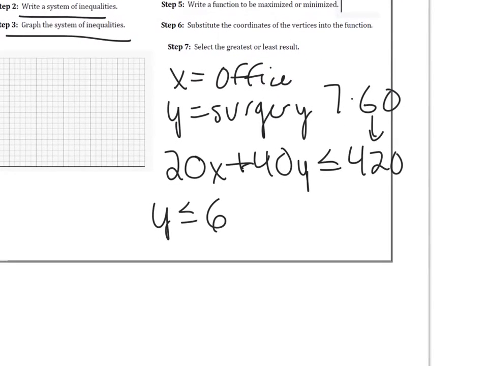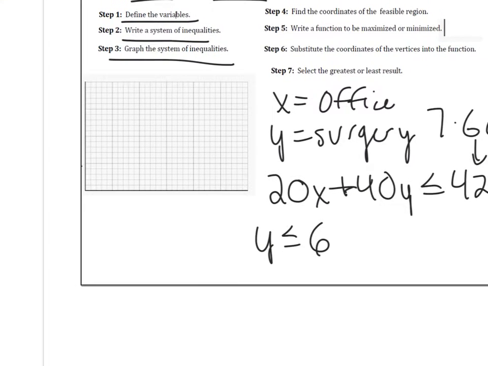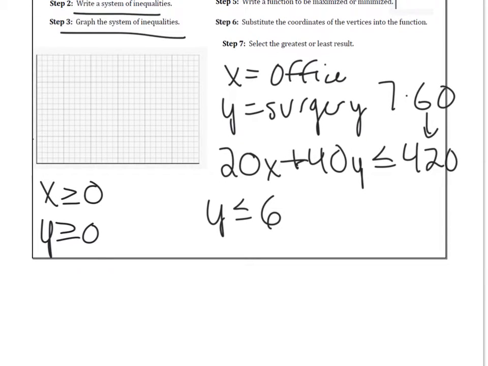But before I do that, I want to take a look here. A couple of things that I am hoping are kind of obvious. Obviously, you can't have negative office visits. Obviously, you can't have negative surgeries. So you've got to be bigger than 0 on both of those. And then one thing I want to do before I get going, I'm looking at this equation and I'm thinking that is pretty big and probably tough to graph. I want to simplify it.